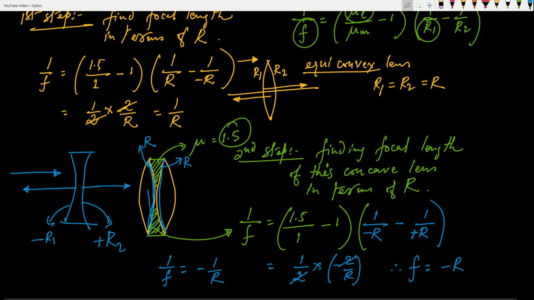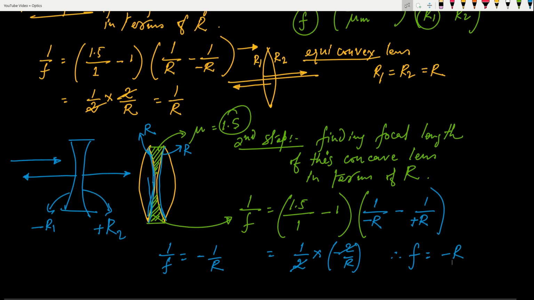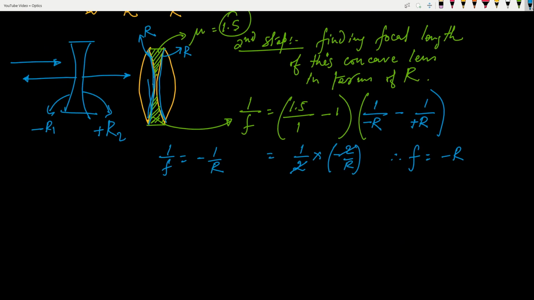Now we got the focal length of the convex lens as r and the focal length of the concave lens as minus r. So we have three lenses. If you look at this combination, let's draw it again. This is our first lens. This is our second lens, that is concave, and this is our third lens.